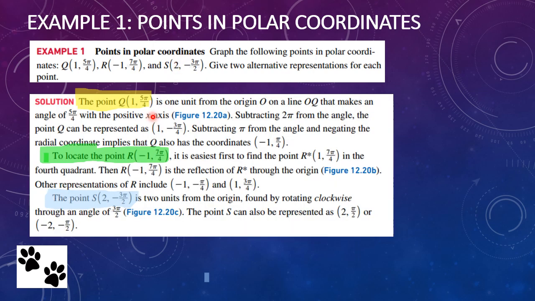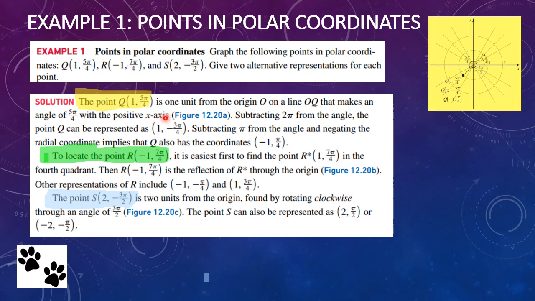The first point, Q, (1, 5 pi over 4), is 1 unit from the origin on a line OQ that makes an angle of 5 pi over 4, or 5/4 pi. Remember, pi is 180 degrees, and so we're going 1/4 of that further, so another 45 degrees, if you will. This is 1 unit from the origin O on the line OQ, which you can just see here. And it's going along the positive direction because it's a positive value.